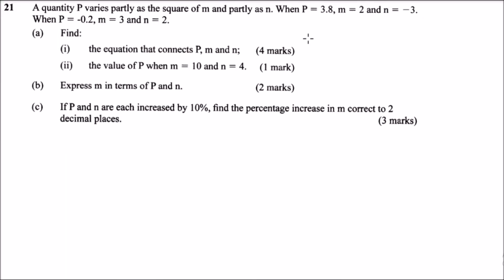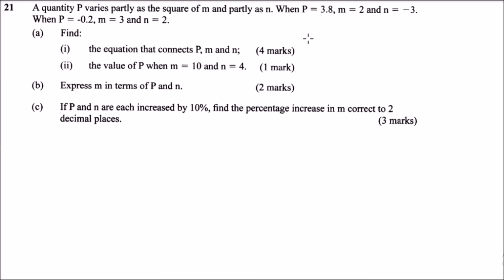Question number 21. A quantity P varies partly as the square of m and partly as n. When P is equals to 3.8, m is equals to 2, and n is equals to minus 3. When P is equals to minus 0.2, m is equals to 3, n is equals to 2. Part A, find the equation that connects P, m, and n, and you get 4 marks.